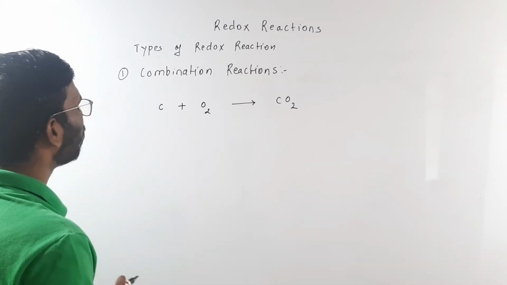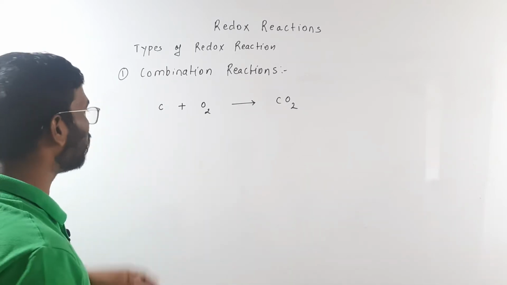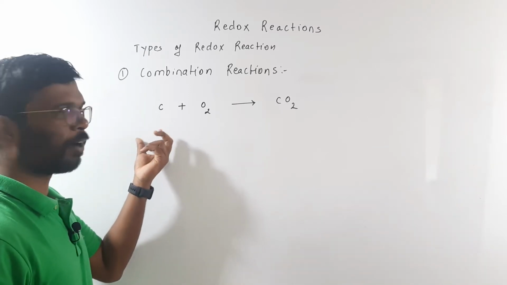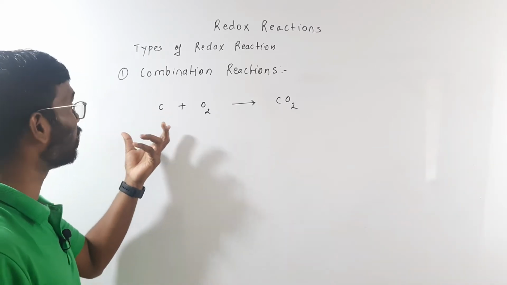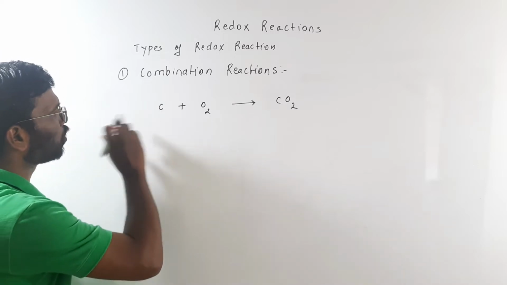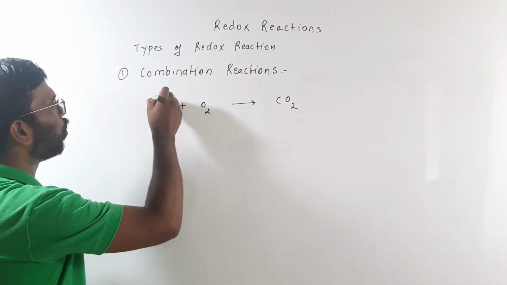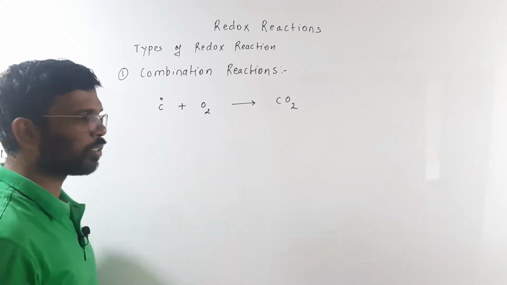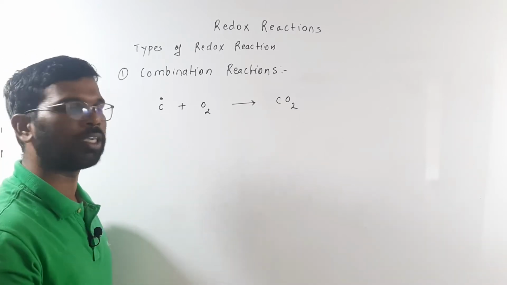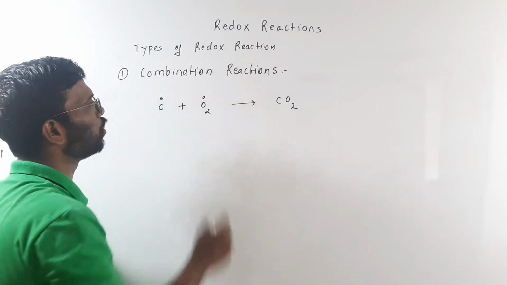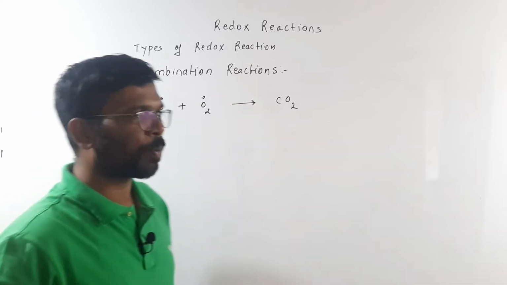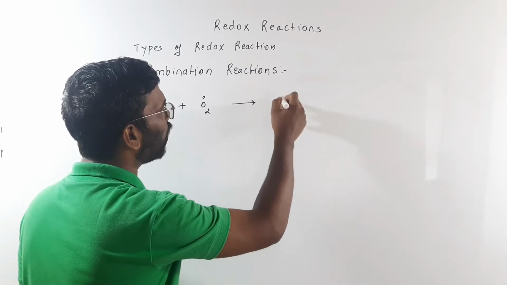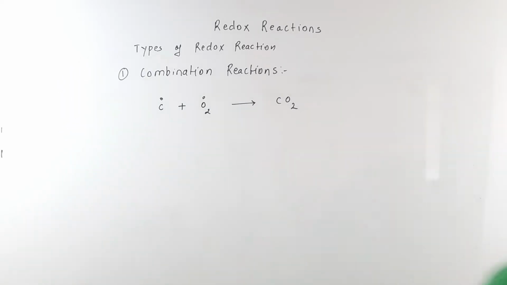Here, if you see, this carbon exists in a natural form. It may be charcoal. So here it is in a zero oxidation state. Oxygen over here is in its standard state, like oxygen naturally exists as O2. So this is zero. When it is forming carbon dioxide, the oxidation state of the carbon over here will be plus 4. Right?